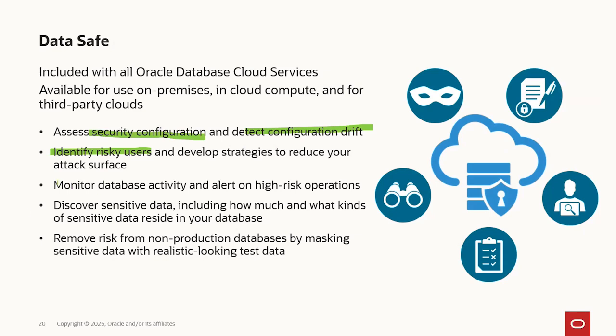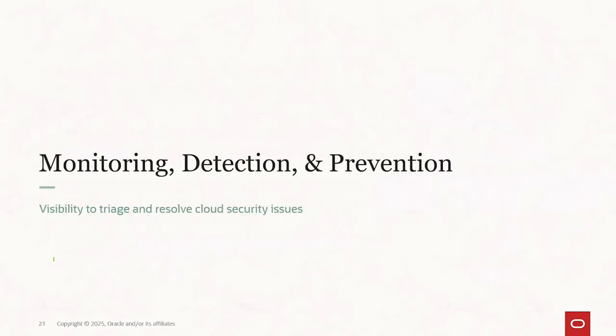For activity auditing, you can monitor your database activity and alert on any high-risk operations. For data discovery, you can discover your sensitive data, including how much and what kinds of sensitive data reside in your database. And then finally, we have data masking. So you can remove risk from non-production databases by masking sensitive data with realistic test data. One thing for sure to note in regards to data masking is that it needs to be done on non-production because it cannot be undone. With that, I'm going to go ahead and hand it over to Brandon for the next section.